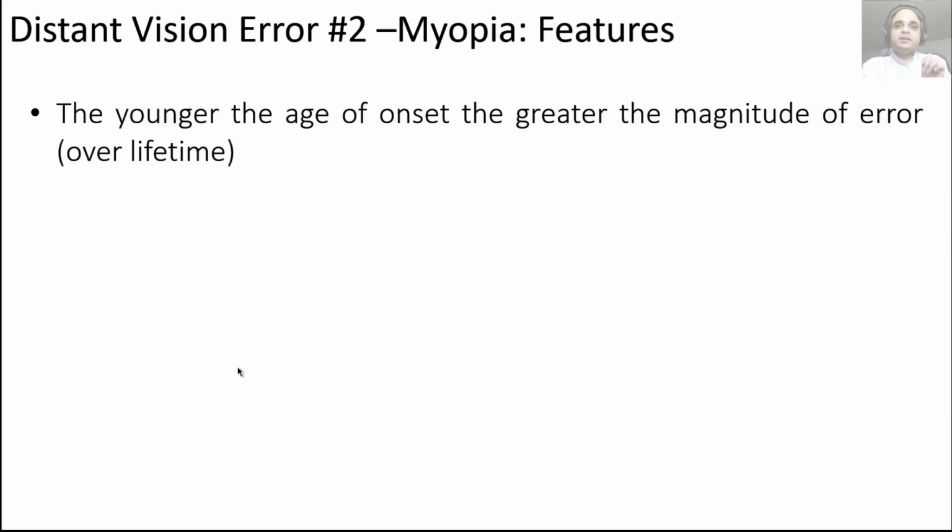There are certain characteristic features of myopia. Remember, most of the refractive errors usually start off at a young age. And as you grow older, the magnitude can change. The younger the onset of myopia, the greater the magnitude of the error over the lifetime of the patient.